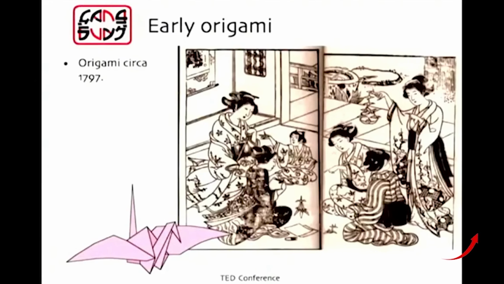This is a plate from 1797. It shows these women playing with these toys. If you look close, it's this shape called a crane. Every Japanese kid learns how to fold that crane. So this art has been around for hundreds of years, and you would think something that's been around that long, so restrictive, folding only, everything that could be done has been done a long time ago.